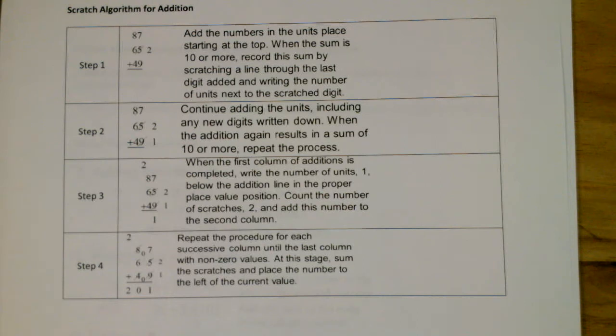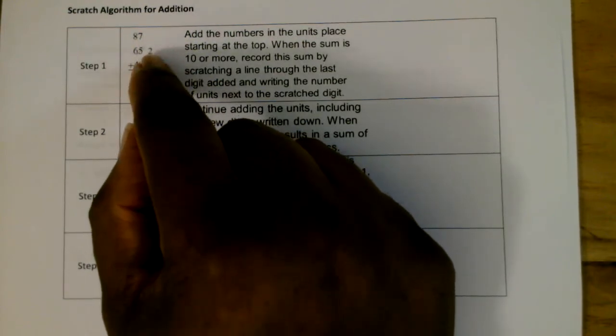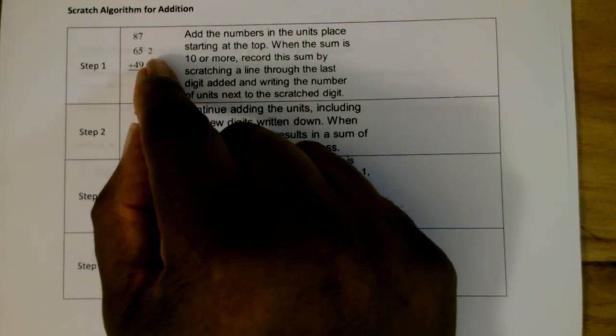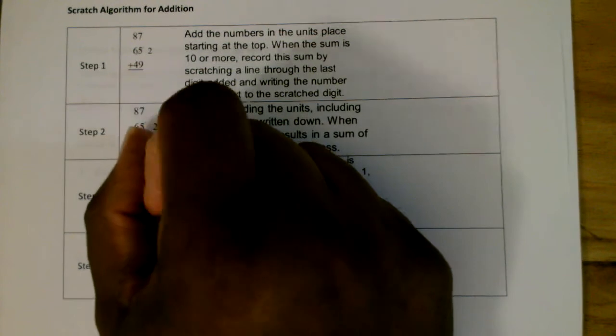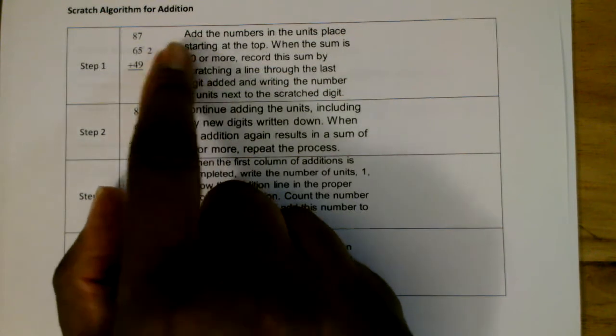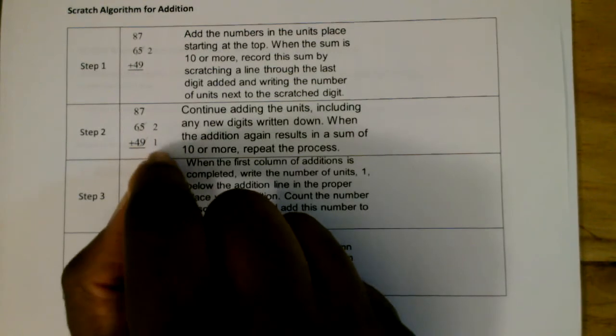When the sum is 10 or more, you're going to record that sum by scratching a line through the last digit added, and writing the number of units next to the scratched digit. Like in the ones digit, 7 plus 5, that's 12. We scratch out the 5 and we write down the last digit in the sum of 12, which is, of course, 2. And then we add 2 plus 9, that would give us 11. We scratch the 9 out and write down the number that's in that last digit, which is the 1.